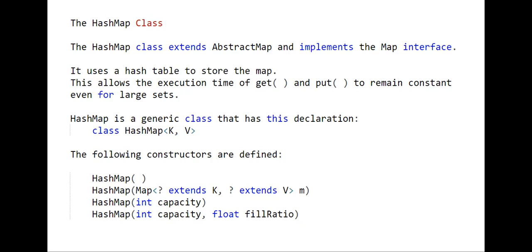The third form is the one with the capacity, so the HashMap will be initialized with that particular capacity value. Then the fourth form is where we specify both the capacity and the fill ratio. So this will initialize both the capacity and fill ratio of the HashMap. The capacity and fill ratio are the same as for HashSet, which we discussed in the beginning.